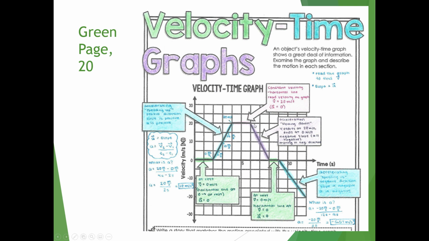This one is also an acceleration. It's not constant velocity. It is slowing down, though, because it's going from 20 meters per second north down to 0. It's got a negative slope, so the acceleration is negative, and it's moving in the negative direction.